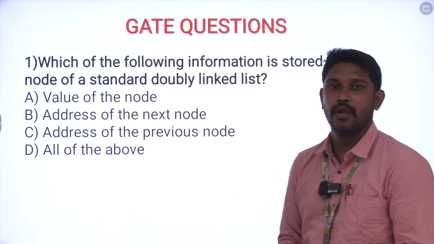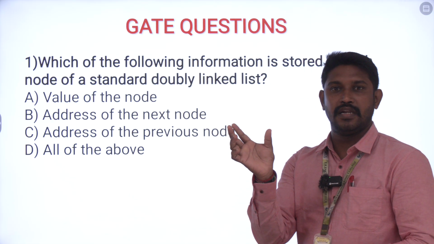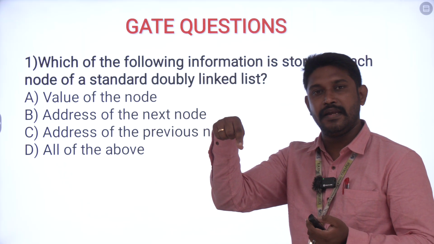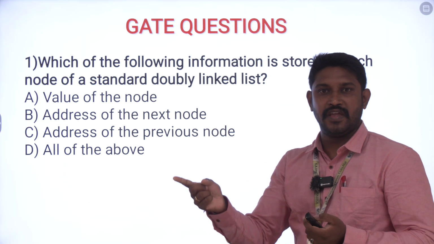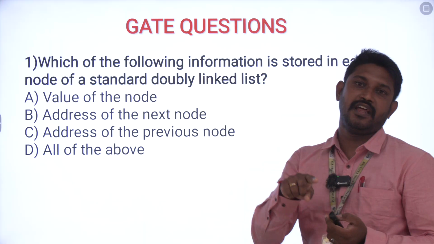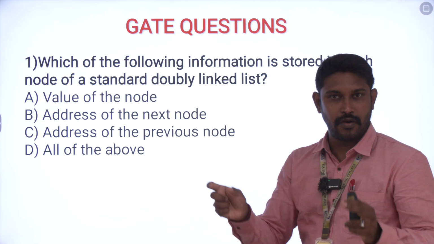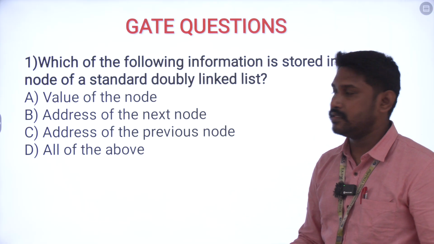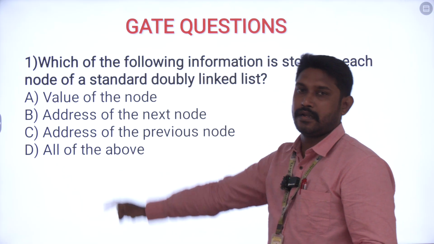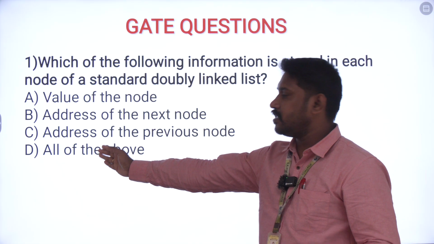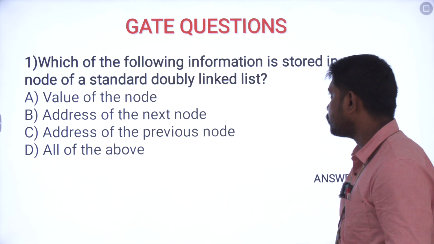As I told you before, in a doubly linked list structure you will have three main parts. The center part will be the data, and the right part of the data will be the next. The left side of the data will be the previous. This next and previous we call pointers, where you are going to store the address. All three options are correct, so we can tick option D, that is, all of the above.